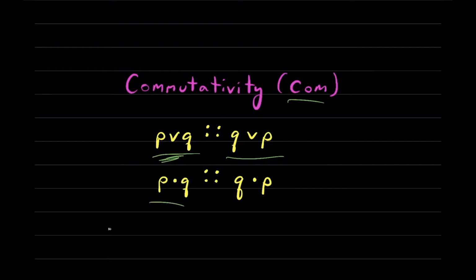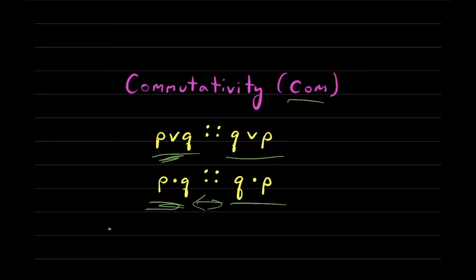The same is true of conjunctions. P and Q is equivalent to Q and P. And I think this is equally easy to see why this is the case. P and Q over here on the left is true if both P and Q are true, and it's false otherwise. Likewise, Q and P is going to be true if Q is true and P is true, if both of the two conjuncts are true. And it's going to be false otherwise. So again, these two expressions have the same truth conditions. They're logically equivalent to each other.